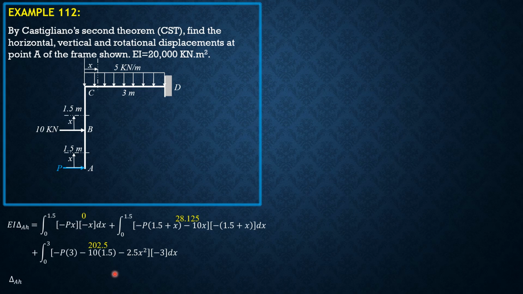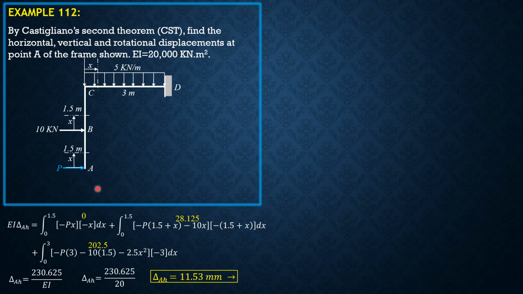So delta horizontal is equal to, combining, 230.625 over EI, and EI is 20,000 kilonewton meter square. We just divided by 20 to convert this to mm. So delta horizontal is 230.625 over 20. So delta horizontal is now 11.53 mm rightward.